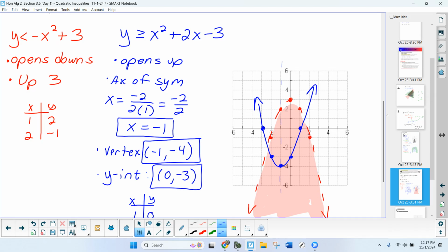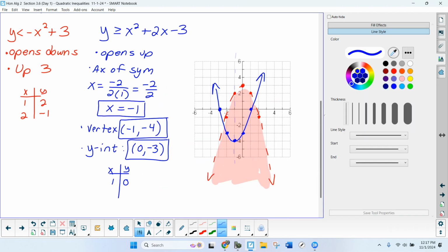Which way do I shade this one? Up. Okay. I'm going to shade this one up. I should probably not have used the blue. Okay. What's above and below on this one? That's a great question. What is above or below?